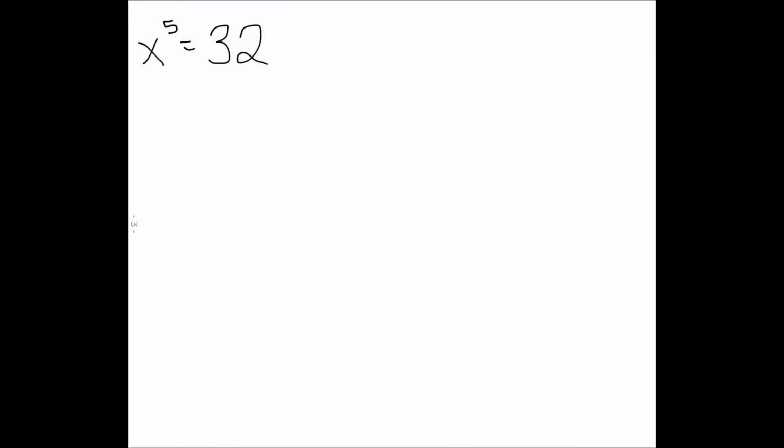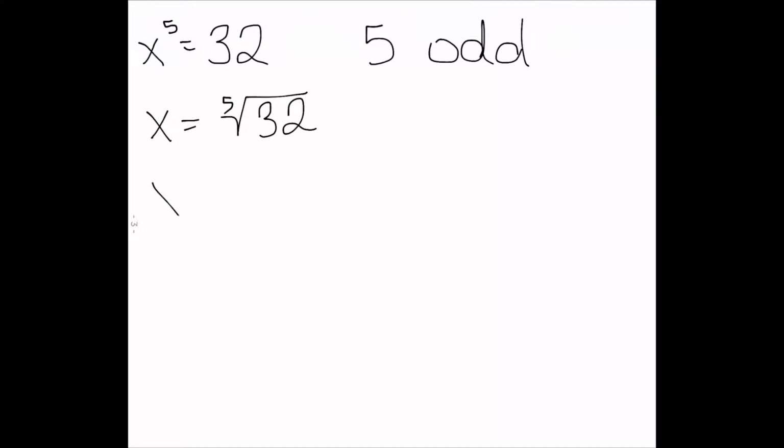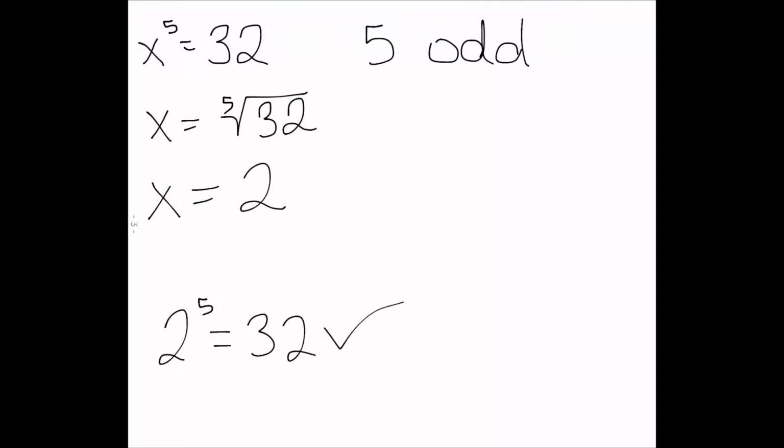For x to the fifth equal to 32, 5 is odd, so I no longer have to worry about the plus or minus. Instead, I just have x is the fifth root of 32, which is 2. And once again, you can double check this by sticking it into the original equation. 2 to the fifth is in fact 32.